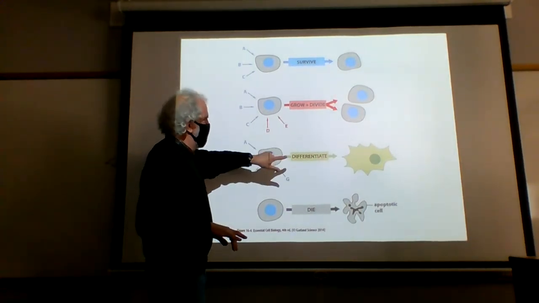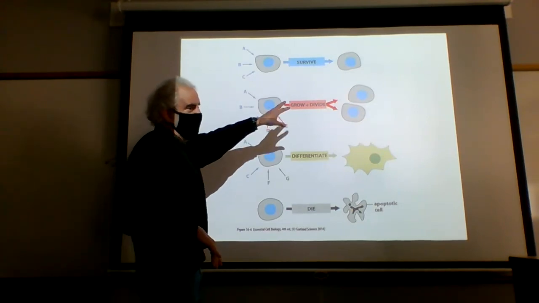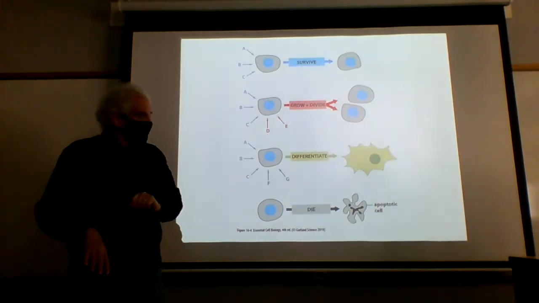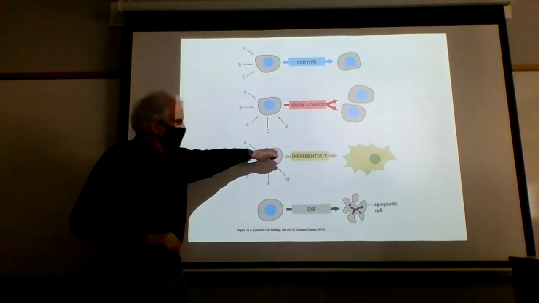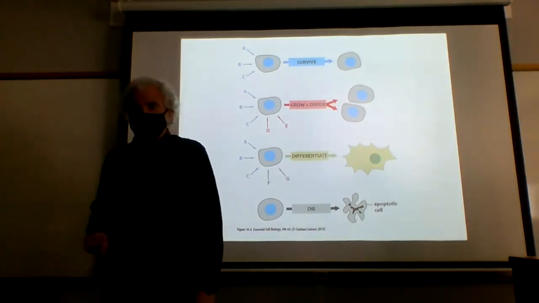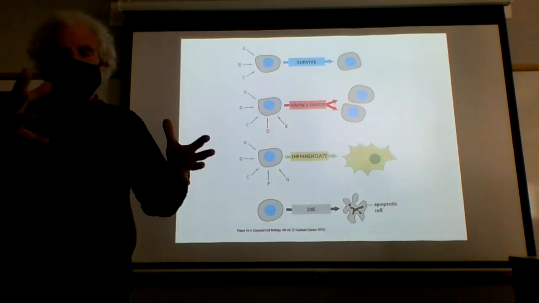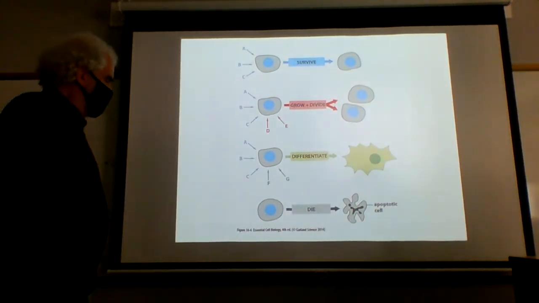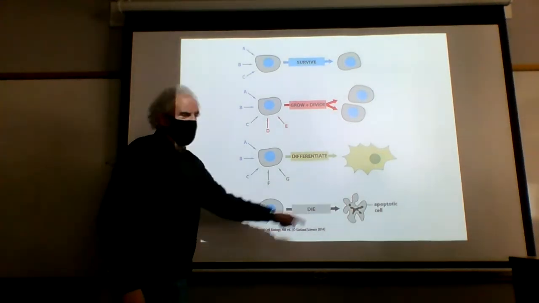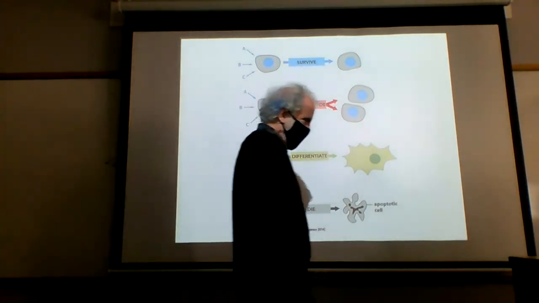Then you add D and E, and now instead of just surviving, you begin to divide. On the other hand, if you add F and G, you begin to differentiate. You go from just being a fibroblast to forming some kind of nerve cell. If you don't have any of the hormones, you end up dying.